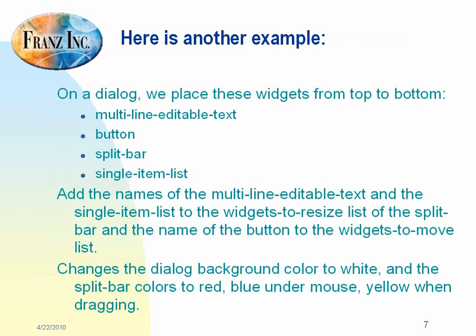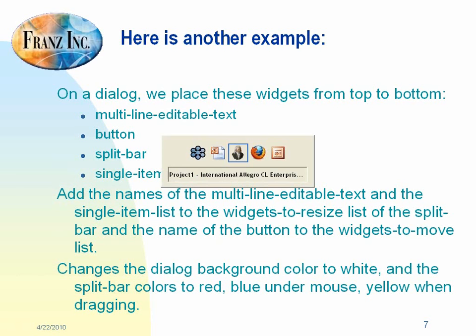Let's look at a sort of more serious example that might be more useful. So on a dialog, we place 4 widgets: a multi-line editable text widget, a button widget, then we put a split bar, and then we put a single item list. And the split bar widget has 2 properties: widgets to resize and widgets to move. And we put the text and the single item list in the widgets to resize list, and we put the button in the widgets to move list, and we also make sure the split bar is visible.